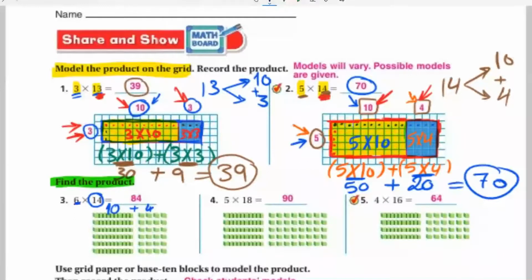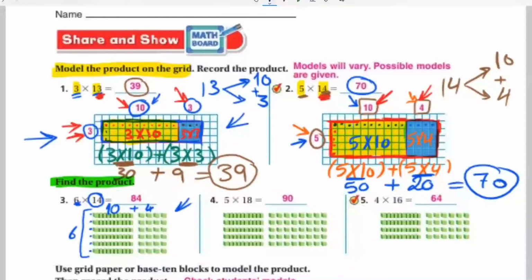Okay, what about 6? How can we represent it? Let's count the number of rows. How many rows do we have here? 1, 2, 3, 4, 5, 6. So let's represent 6 as 6 rows here, okay? It's the same thing here, but here using the grid and here using base 10 blocks.